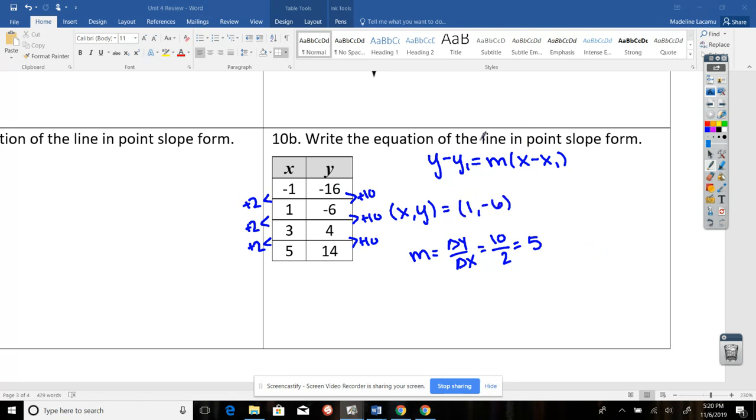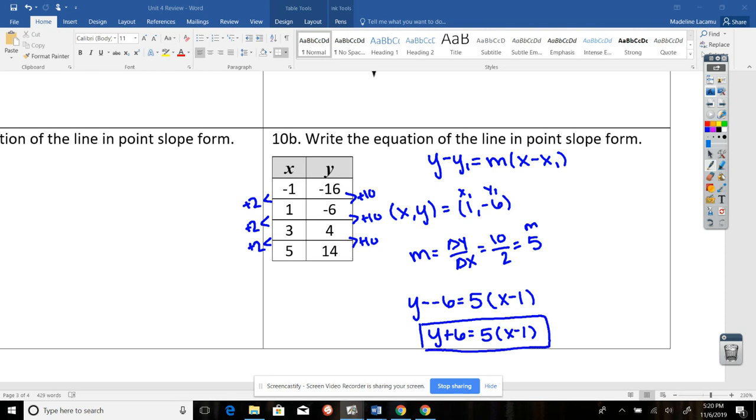And now I just substitute everything into this equation. So I have x1, y1, and then my slope is 5. So I would have y minus, my y1 is negative 6, so minus negative 6 equals, my slope is 5, then x minus 1. So minus a negative again becomes plus, so y plus 6 equals 5 times x minus 1. So that right there is the equation we need in point-slope form.